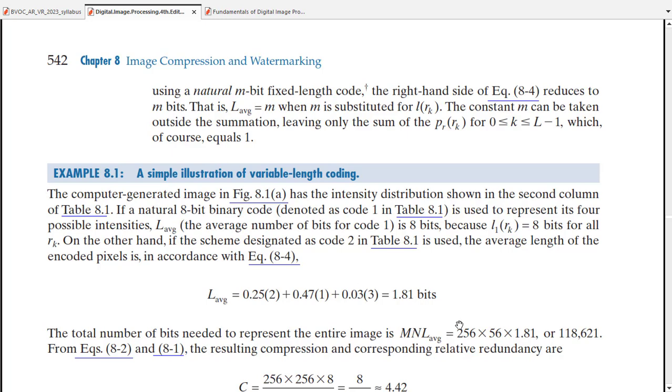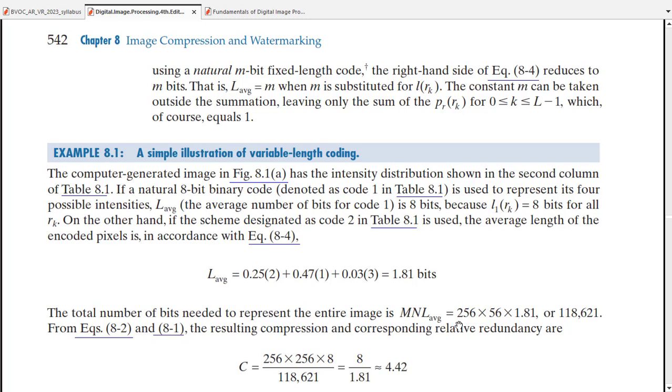Regarding this, each and every natural m-bit fixed length code. So this is L average, and then what is the information among this particular rules. So here is an illustration of variable length coding, for example, the identification of this L average. So L1 and Rk equal to 8 bits for all Rk values. And how to identify this L average value?